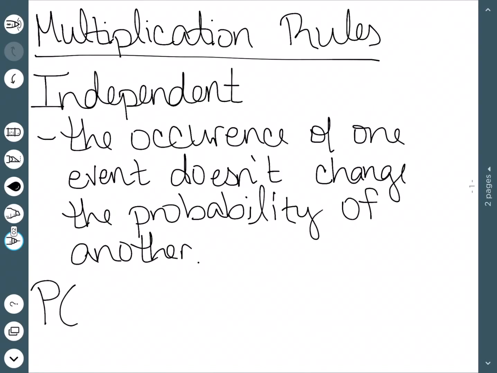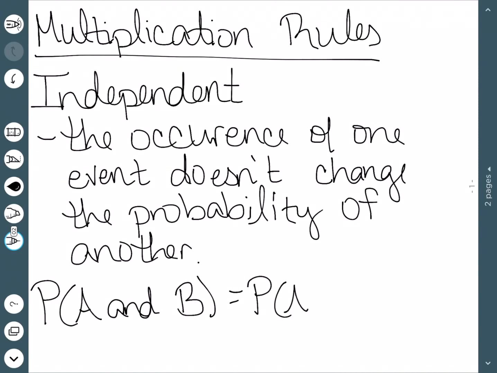And for these independent events, we're going to look at the probability of A and B both happening. We want the chance that both things are going to happen. This is the probability of A times the probability of B. But this only works if our events are independent.